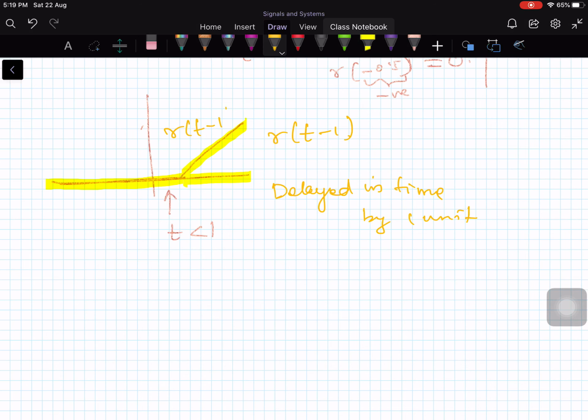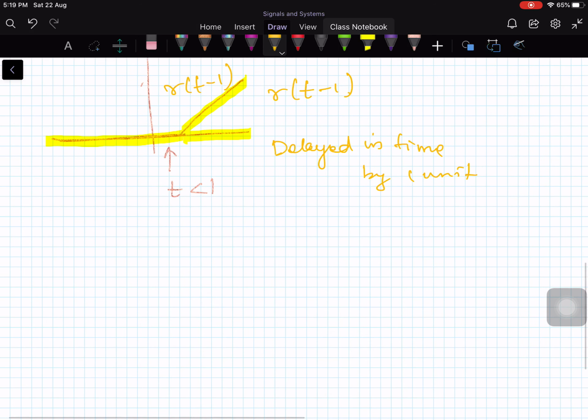We should be able to recognize that whenever a function is delayed by an amount, let us say tau, then that function is written as x of t minus tau. That is the delayed version of x of t. If it is advanced, then you should write x of t plus tau. It is an advanced signal.